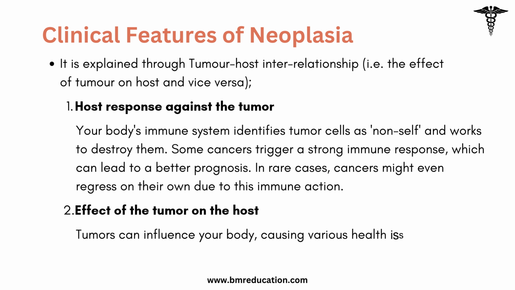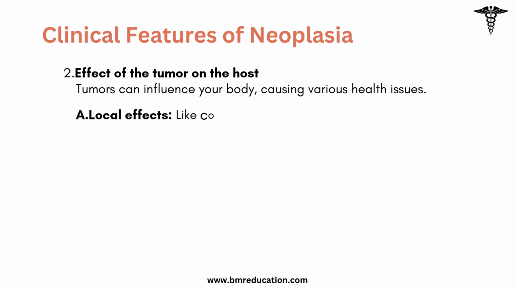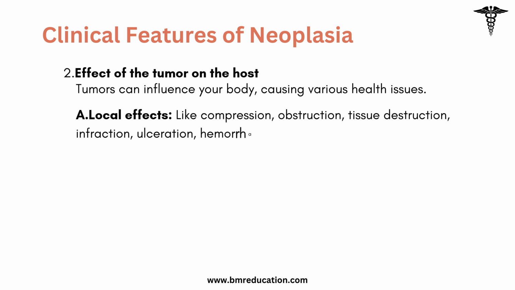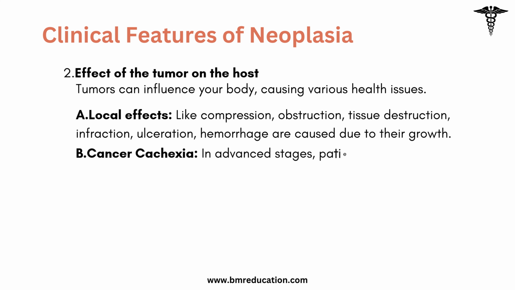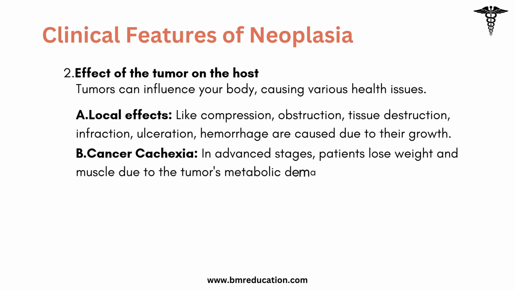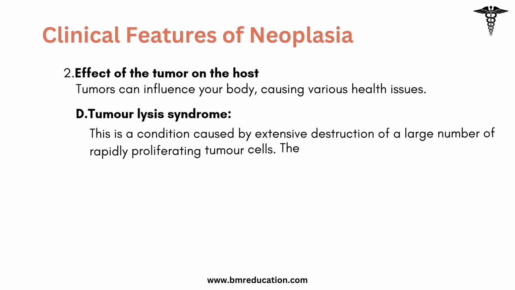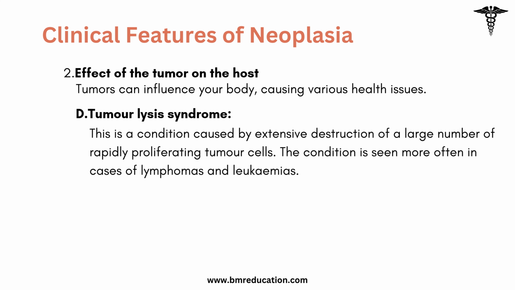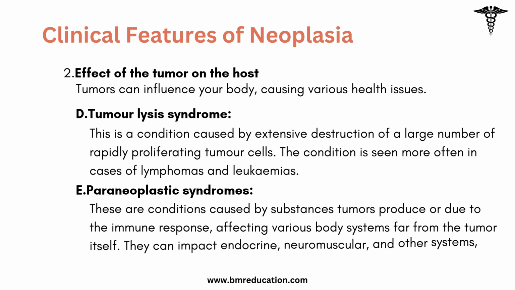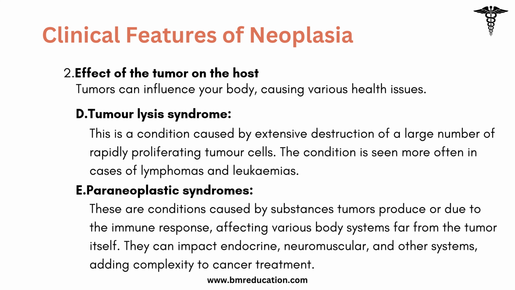Tumors can influence your body, causing various health issues. Local effects include compression, obstruction, tissue destruction, infarction, ulceration, and hemorrhage. Systemic effects include cancer cachexia, in which patients lose weight and muscle due to the tumor's metabolic demands. Fever of unexplained origin may be a presenting feature in some malignancies. Tumor lysis syndrome is a condition that causes extensive destruction of a large number of rapidly proliferating tumor cells. Paraneoplastic syndromes are conditions caused by substances tumors produce or due to the immune response, affecting various body systems far from the tumor itself.